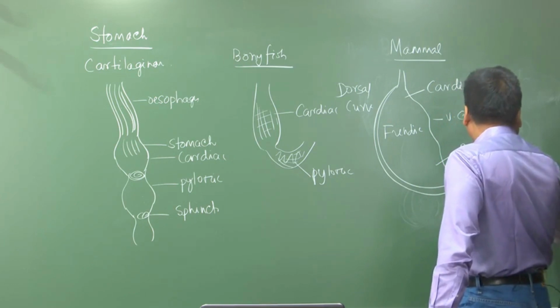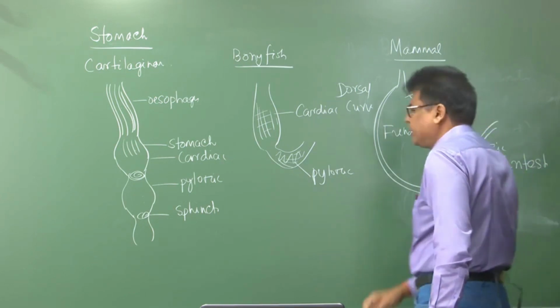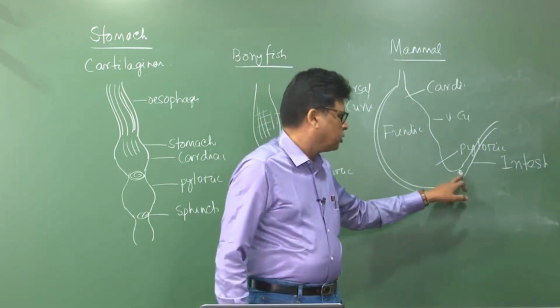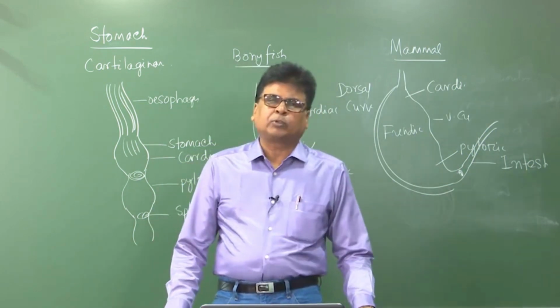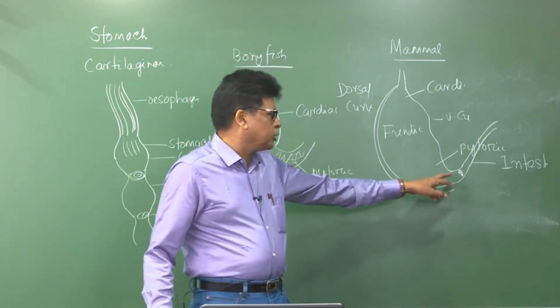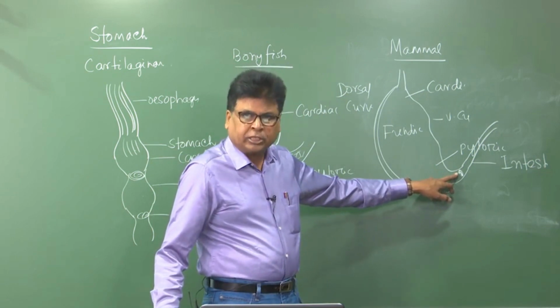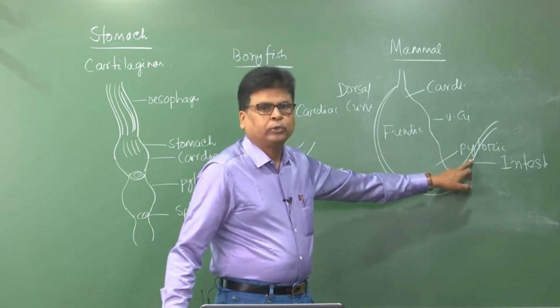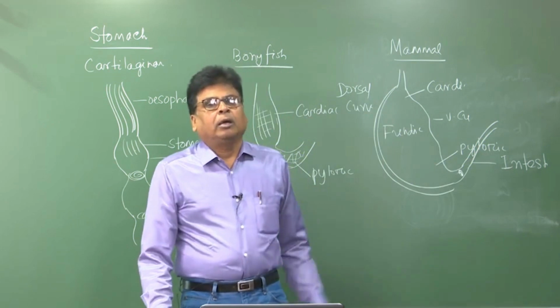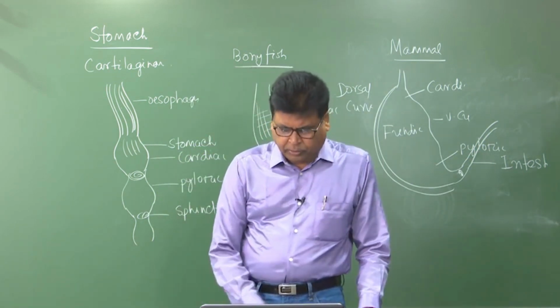So this is the intestine, and here the sphincter is there. So this is the sphincter. This sphincter is known as the pyloric sphincter, and it regulates the passage of the food material from the stomach into the intestine. Okay. So now come to the next part.